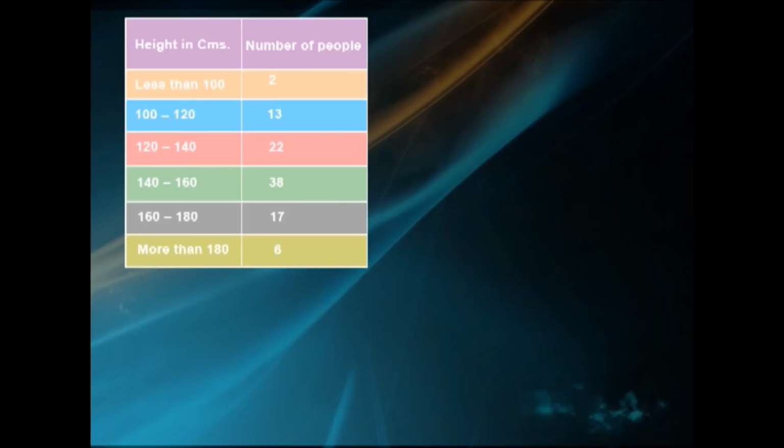When the data represents according to only one characteristic, the table is called a simple table. For example, in a health survey, the heights of people participated are listed in a simple table as follows: height distribution of people, heights in centimeters, less than 100, 100 to 120, 120 to 140, 140 to 160, 160 to 180 and more than 180. Number of people 2, 13, 22, 38, 17 and 6.